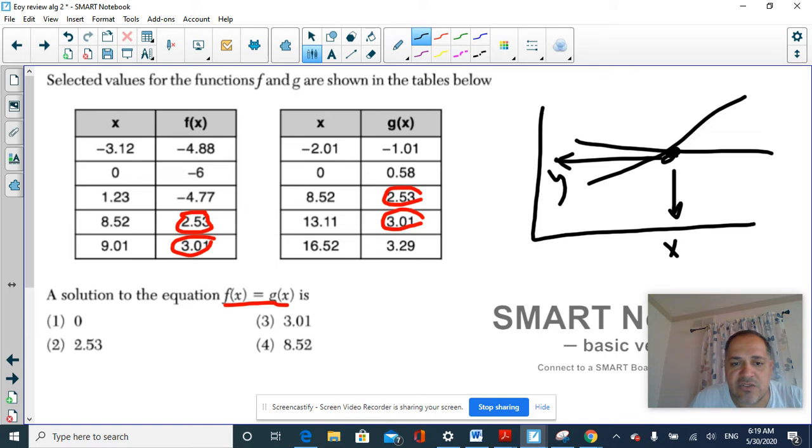So if you look at 2.53, yes, y is what? 8.52, and g is 8.52 also at 2.53. So the solution for the function, it means we have x equal what? 2.53 and y equal 8.52.